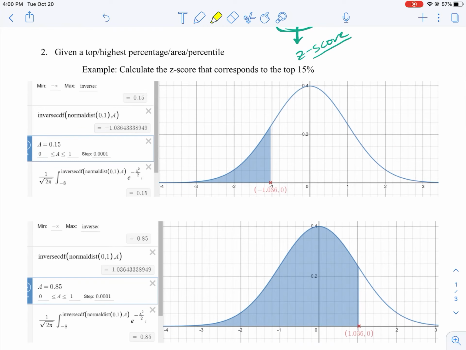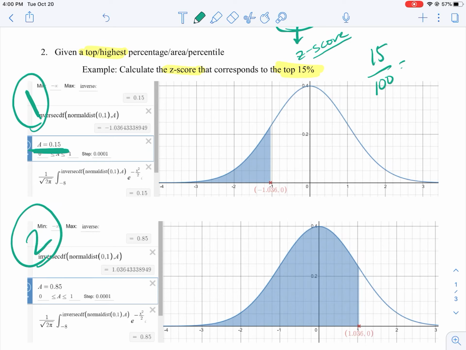The second situation that you could be given is when you're given the top or highest percentile. In this case, this example says the z-score that corresponds to the top 15%. You have two choices. This is choice number 1, and this is choice number 2 in terms of how to do this. Your first choice is to type in the area is 15%, because remember, 15 divided by 100 is 0.15. That's your first choice, to type that in.